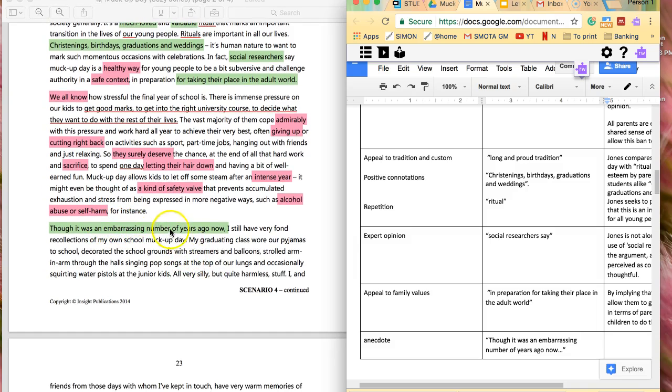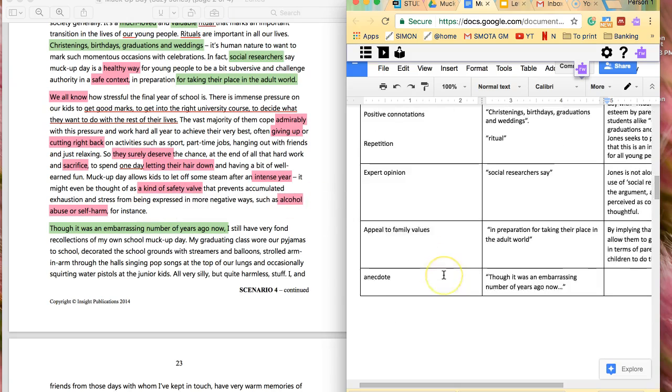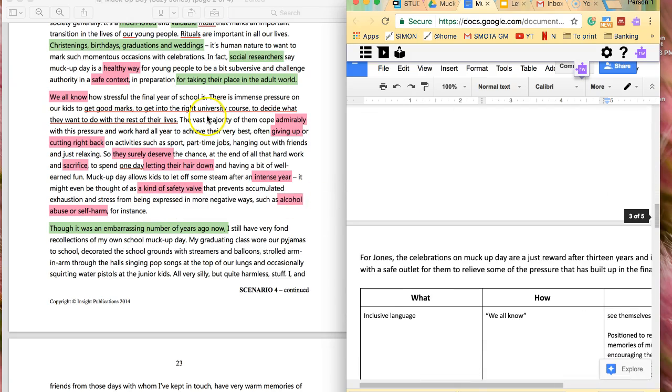episode from an embarrassing number of years ago. And probably parents are feeling exactly the same thing. They would agree that it was their own Muck Up Day an embarrassing number of years ago. They don't want to remember exactly how many, but just that it was a fun day that their children should have too.